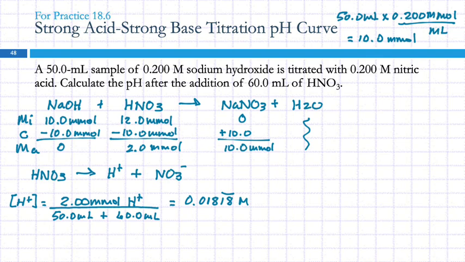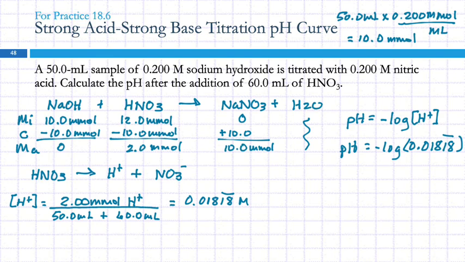We are asked to find the pH. pH is the negative log of the hydrogen ion concentration. Negative log of 0.01818 gives 1.7404. So the pH will be 1.74 at this point in the titration. Any questions?